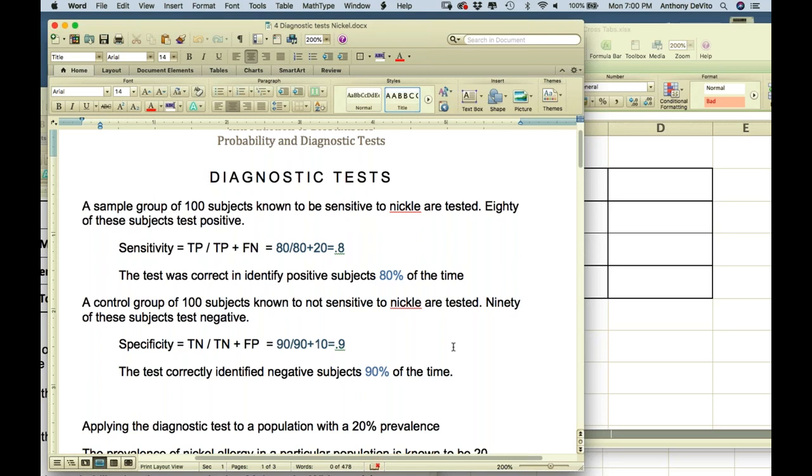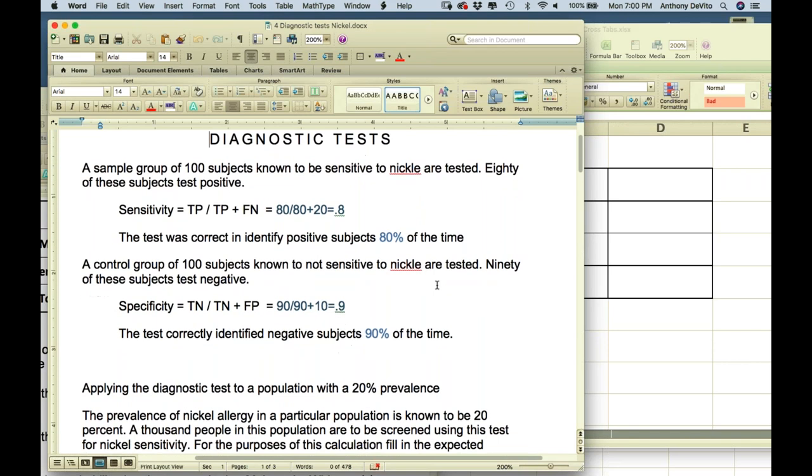Okay, so let's say that this drug manufacturer decides he has a pretty good test for nickel sensitivity. He tests it on people that are known to have a nickel sensitivity. He finds that 80% of the time, it correctly identifies them as having a nickel sensitivity. That's called the sensitivity of the test. The sensitivity is 80%, so it's 80% effective at identifying this disease, nickel sensitivity, okay?